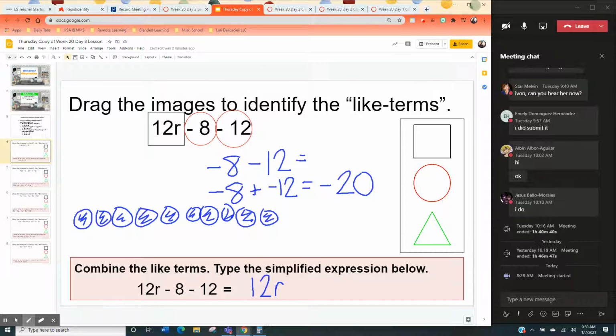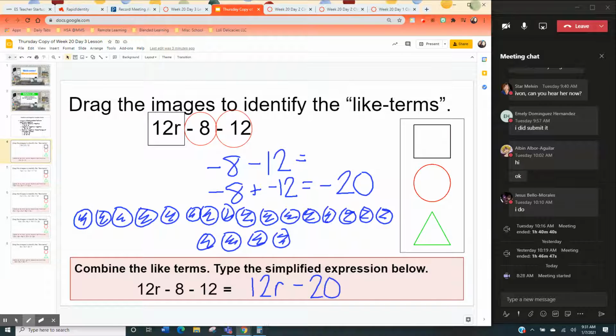1, 2, 3, 4, 5, 6, 7, 8, 9, 10, 11, 12. Now, I can't make any zero pairs because they are all negative. So if I count them all up, it gives me negative 20. So I combine those and it gives me minus 20. So my simplified expression is 12r minus 20.